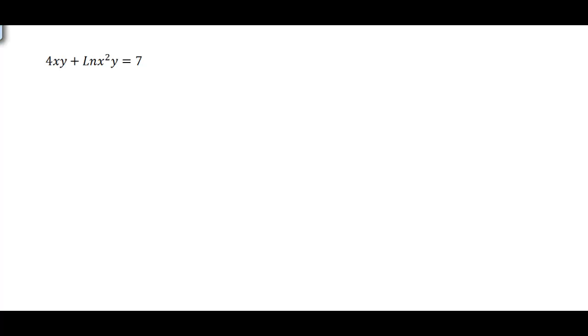All right, we have another example. 4xy plus the natural log of x squared y equals 7. Once again, we may want to rewrite this because we have the ln of x squared y. We could certainly leave it in this form and take the derivative, but I'm going to think of this as 4xy. Now, we can't split up the xy here because there's no natural log, but the natural log of x squared y, we can write as the ln of x squared, and the multiplication becomes addition, so that's plus ln of y equals 7.